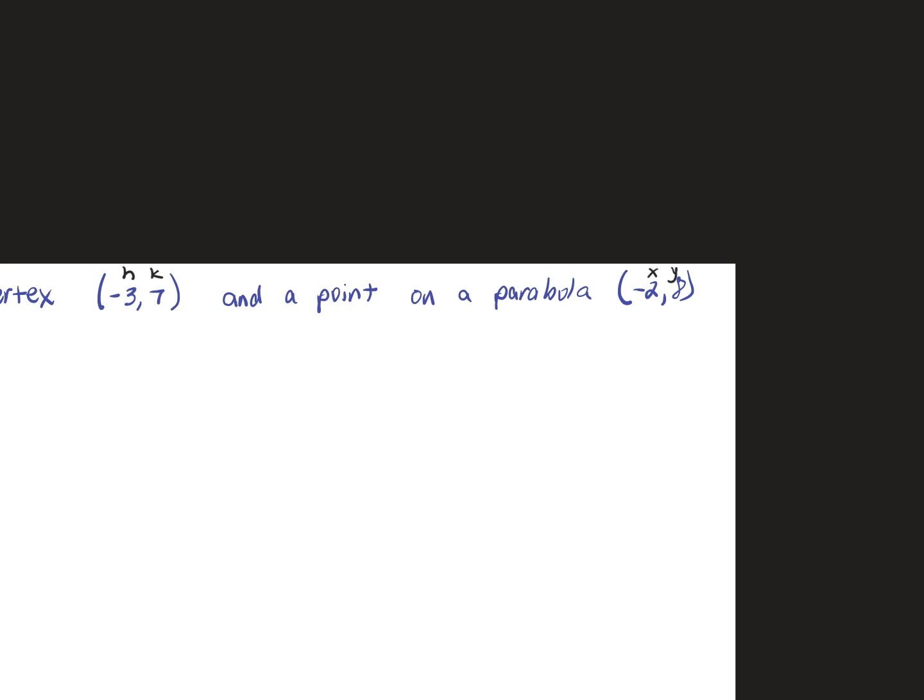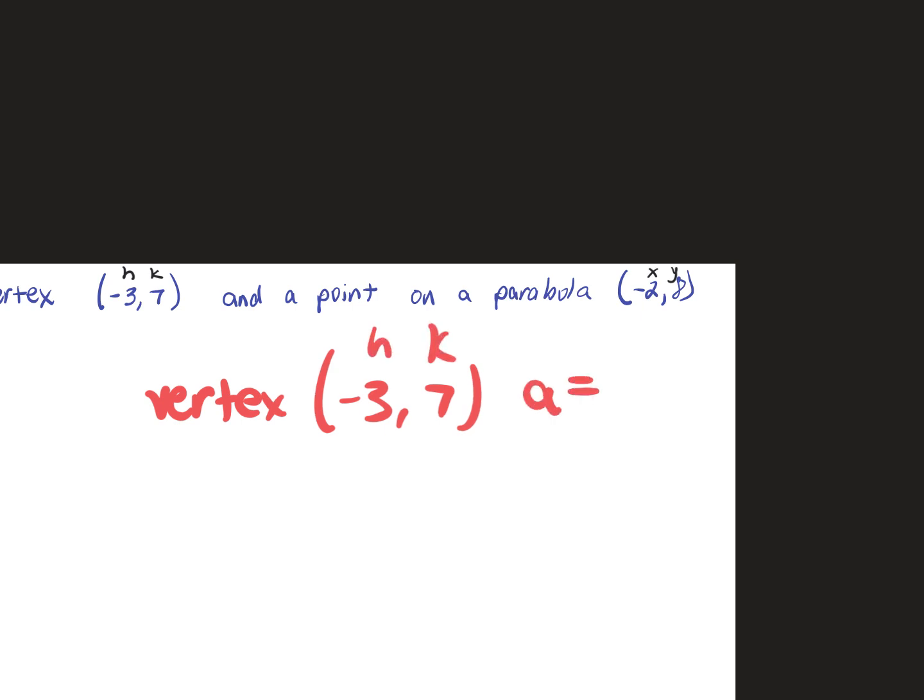Got to find the a. You have your vertex. Go ahead and write it out. Say, okay, my vertex is negative 3, 7. I'm going to write my h and my k on top of it so I don't forget. I got to find a. So all we're going to do is use our vertex form. F of x equals a times x minus h squared plus k. And we're going to plug in all the information they gave us.